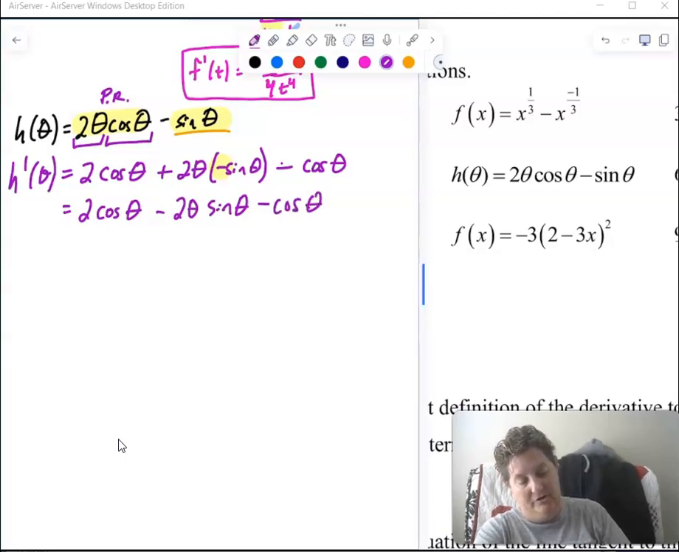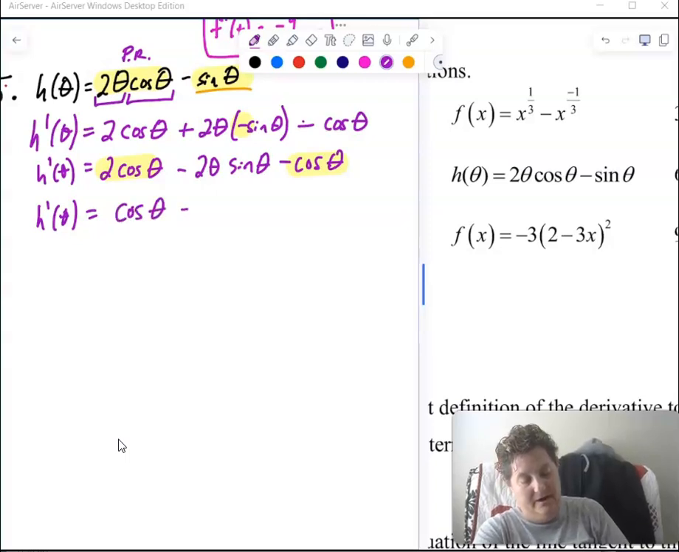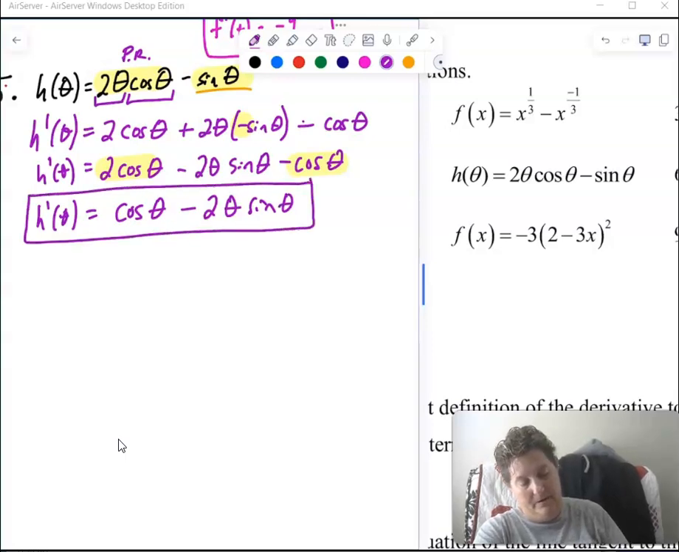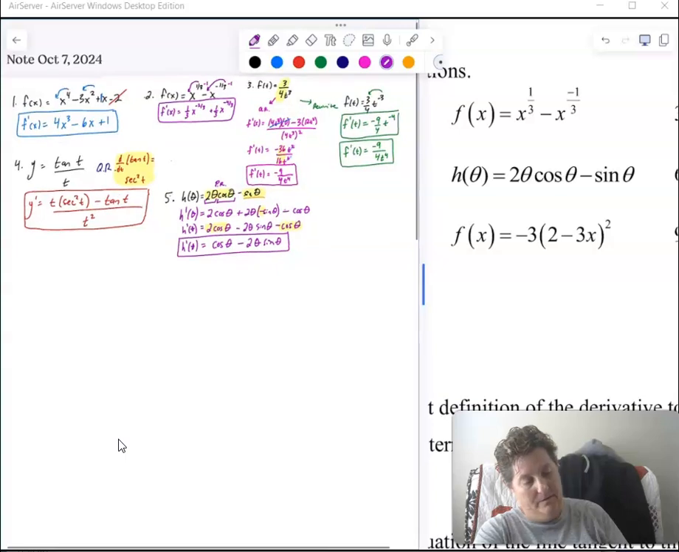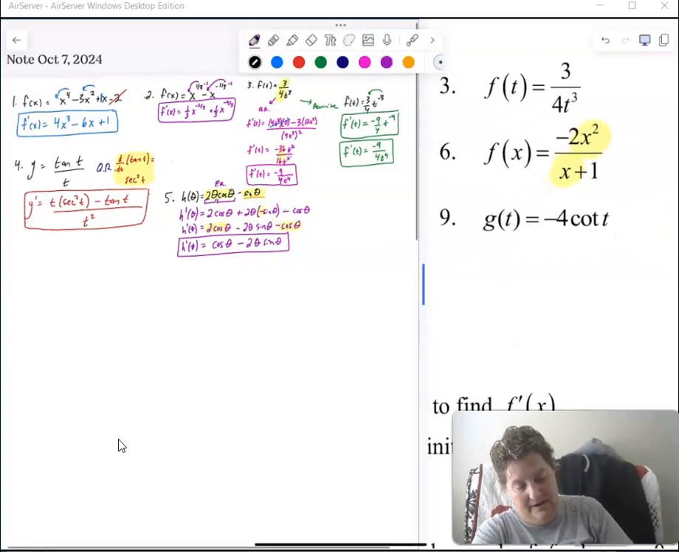Okay, and if it's an FRQ, I would just leave it like that. If it's a multiple choice, they might reduce this. You might notice that it reduces if you had to reduce cosine theta minus 2 theta sine. Okay? All right, perfect.